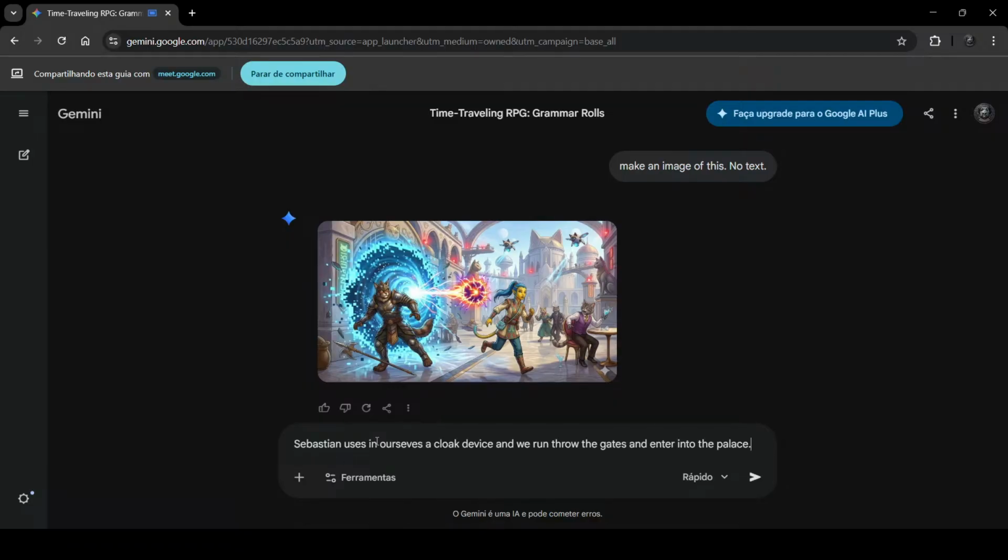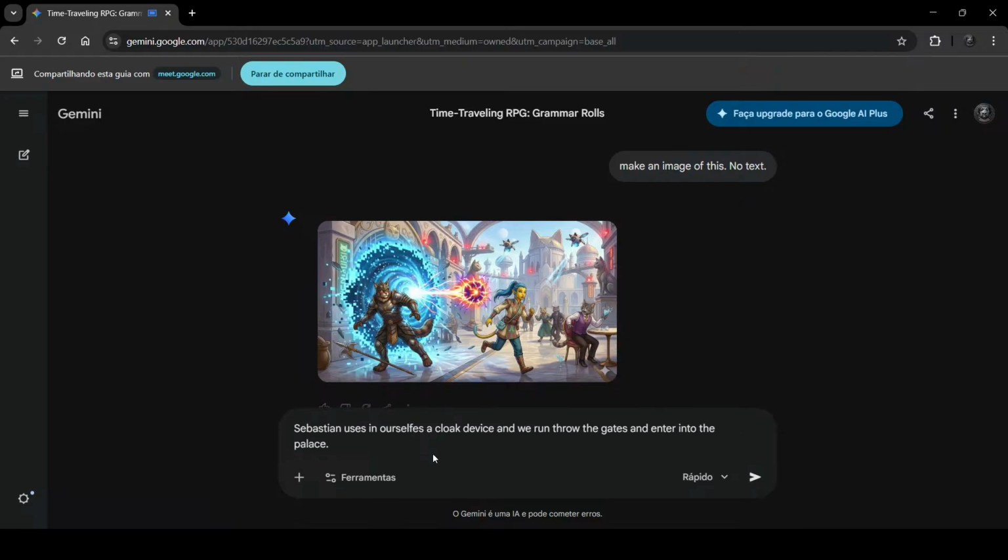Okay, so read what you have. Sebastian uses "ourselves". "Ourself", it's with an F, because this was for writing. In the place of the V, an F? "Ourself", no, it's an L. "Self", yeah. "Selves", I think it's with a V.